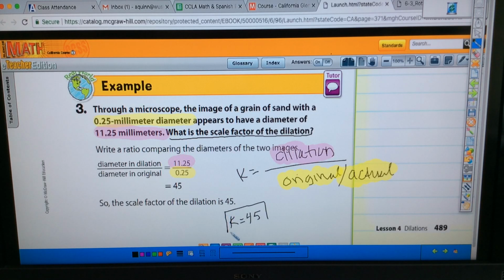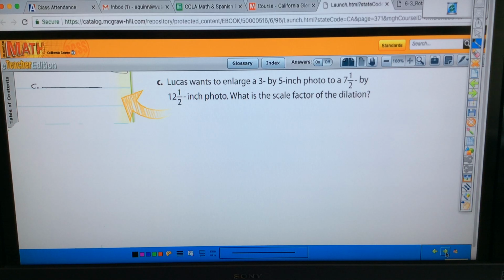So in other words, the microscope zoomed in at a factor of 45 times the original diameter of the grain of sand. Okay, so let's go ahead and take a look at example C. Turn the page. This is going to be the top of page 490. We want to figure out which one is the original and which one is the dilation.